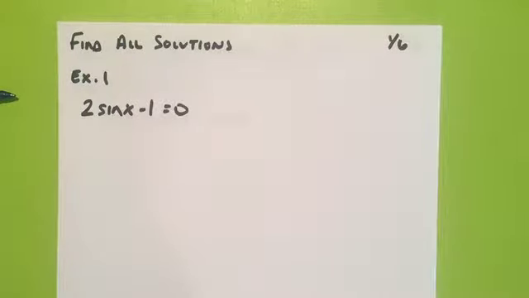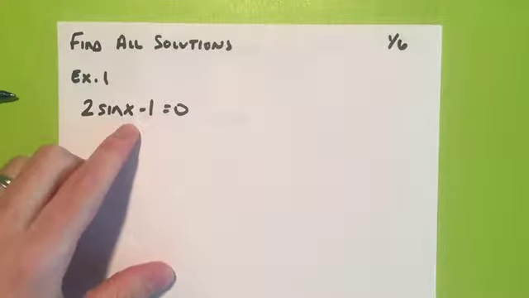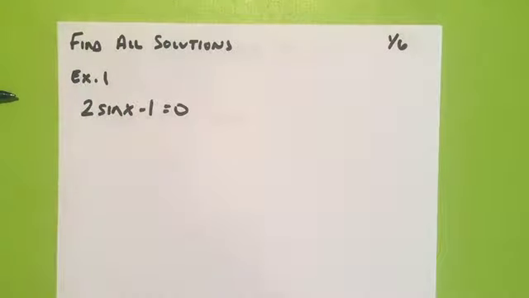Now, we are solving equations, so we are trying to find a value for a variable that makes a statement true. These 6 different examples that we're going to have are going to go along with the first 6 examples out of the notes on the Google Classroom so that we can try them out and see how we do. So for this first one, 2 sine x minus 1 equals 0.